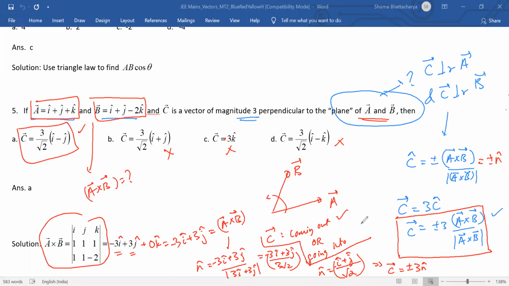Okay, so people, is this question clear? Yes, option A will be correct, Prince. Okay, you understood now why option A will be correct? Because it is minus 3 n cap. Now, option A is minus of 3 into minus I cap plus j cap by root 2. Okay, so can I clear this now? This is done.